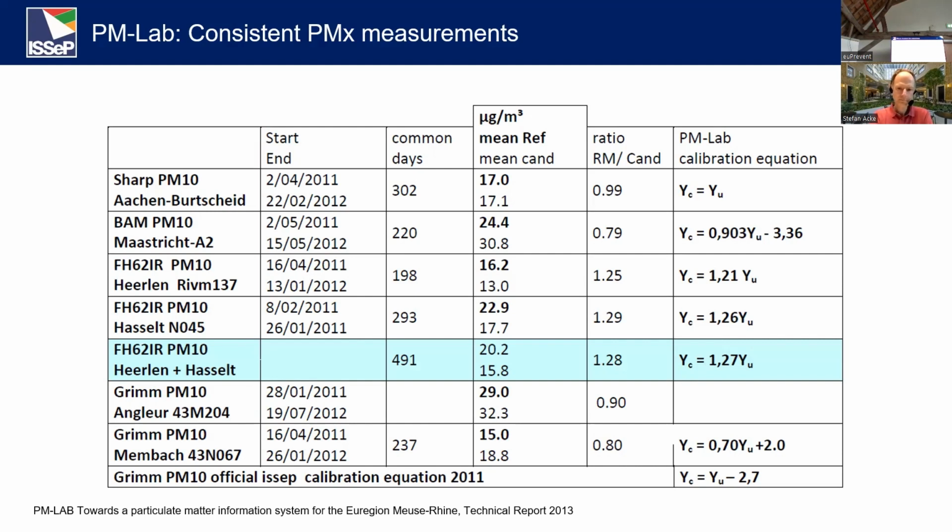But it was not when PMLab was launched. So all these calibration equations give how much we have to multiply the optical value by to get something as close as possible to the reference value. And you can see that they are very different from one side to the other. It's because the equipment is different, but also the nature of the particles is very different from one side to the other.